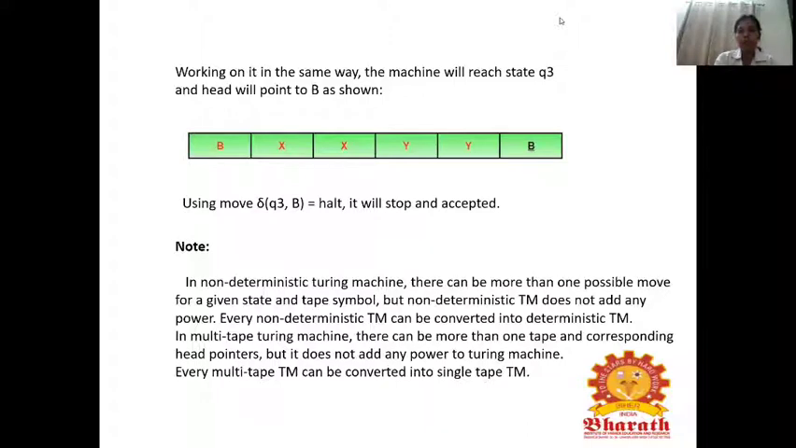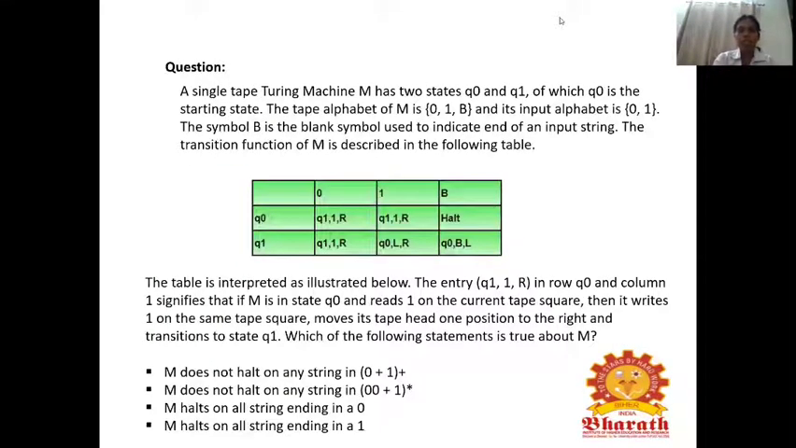There is a difference between a deterministic Turing machine and a non-deterministic Turing machine. In a deterministic Turing machine, at a time, only one move is possible. Whereas in a non-deterministic Turing machine, at the same time, we can have more than one possible move for a given state and tape symbol. But a non-deterministic Turing machine will be converted into a deterministic Turing machine and it will work. So this is an example of how a non-deterministic Turing machine works.